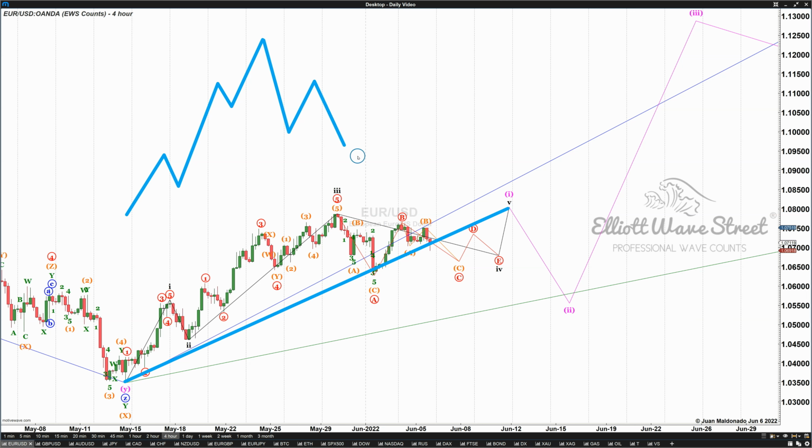That's the subjective part of the Elliott wave theory, but I have a solution, and that solution is waiting for the 3-wave sequence down. The Elliott wave impulse is a 5-wave sequence in one direction and a 3-wave sequence in the opposite direction. And this 3-wave sequence needs to be a corrective wave, right?